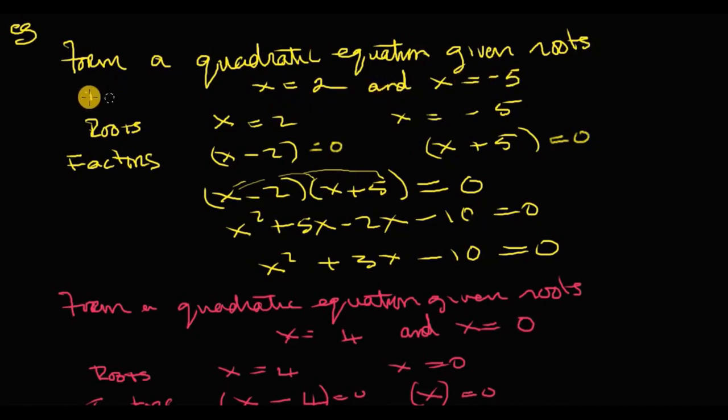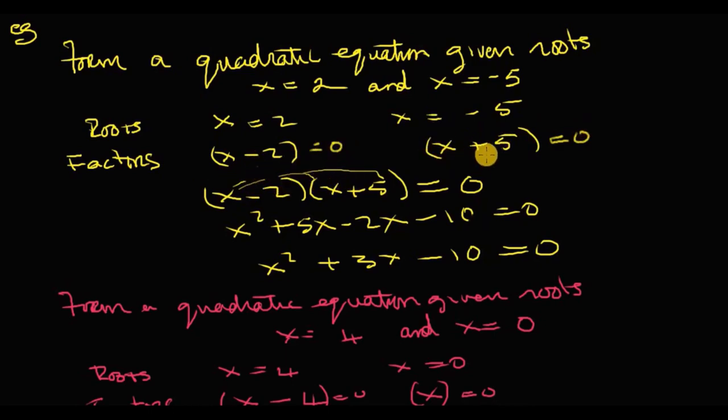The way you do that is you say, okay, I'm going to write down that the roots are x equals 2 and x equals negative 5. I can then create the factors out of that. I'm going to subtract 2 from both sides, which gives me x minus 2 is equal to 0. And I'm going to add 5 to both sides to get x plus 5 is equal to 0. So they're my factors.